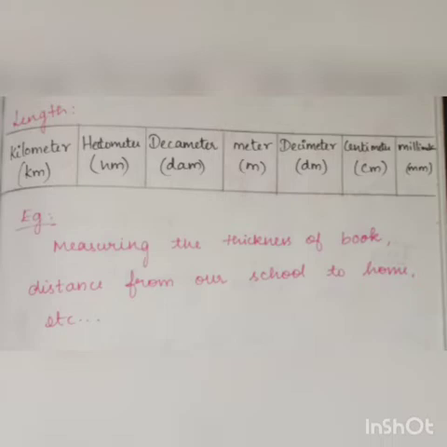So kilometer is our largest, which is on the left side. Millimeter is our smallest, which is on the right side. Actually, we will use these lengths for measuring the thickness of a book, the distance from our school to home, like that. For measurements like length, you will use meter as the base unit. Understood?